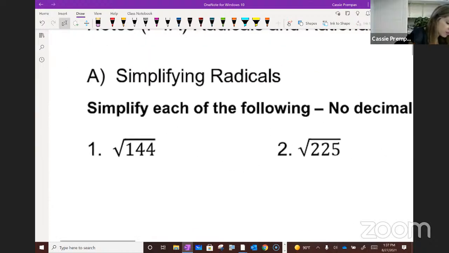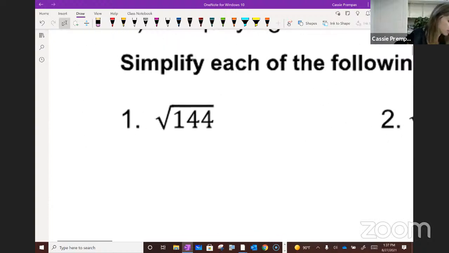In simplifying radicals, you can really use one of 2 methods. I'm going to show you both. You can decide which one you like. To be honest, I use a combination of the 2. So there's not really one that's more helpful than the other. There is one that is typically faster.